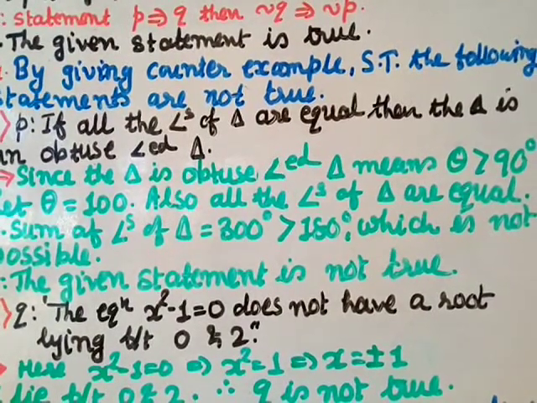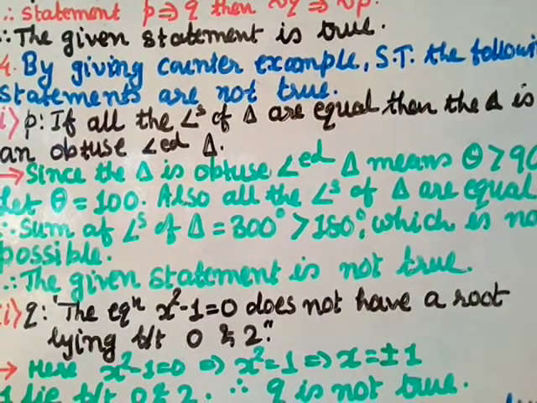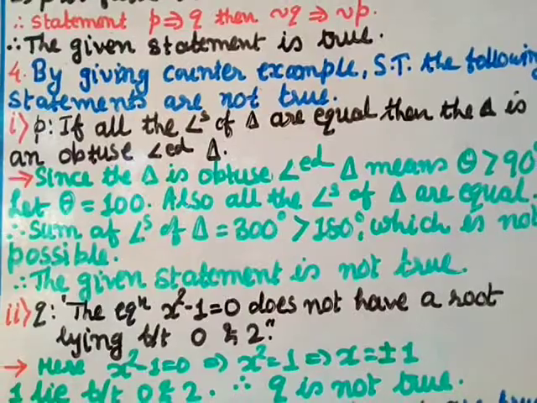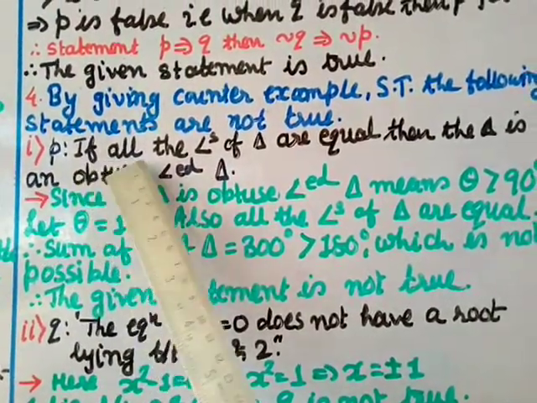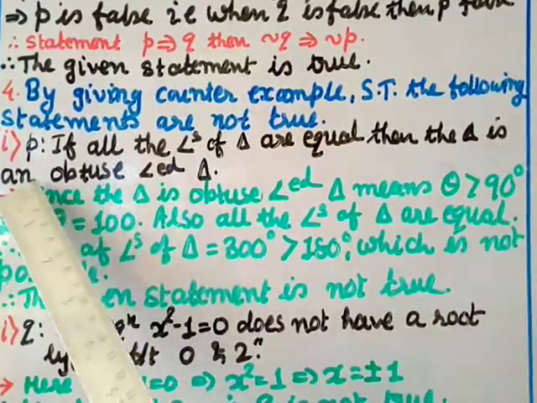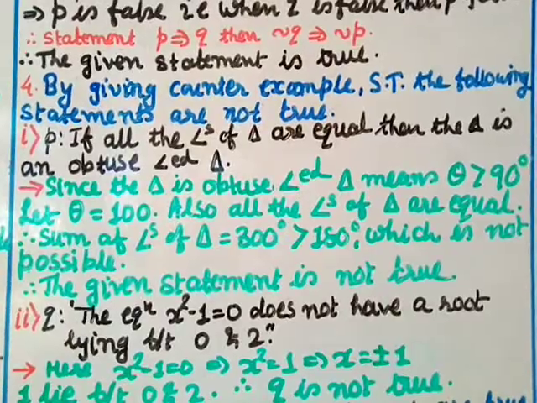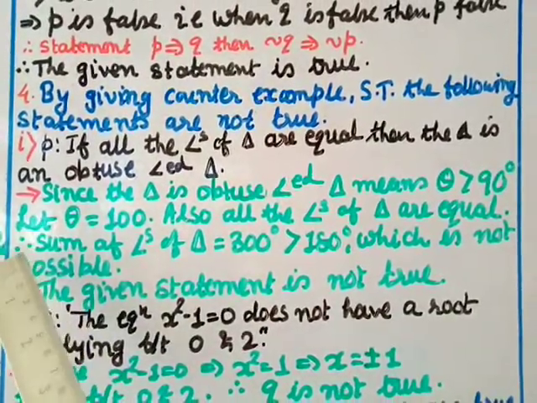Question number 4. By giving a counter example, show that the following statements are not true. Roman number 1. P: if all the angles of a triangle are equal, then the triangle is an obtuse angle triangle. So we have to give a counter example, right? So let us prove this.